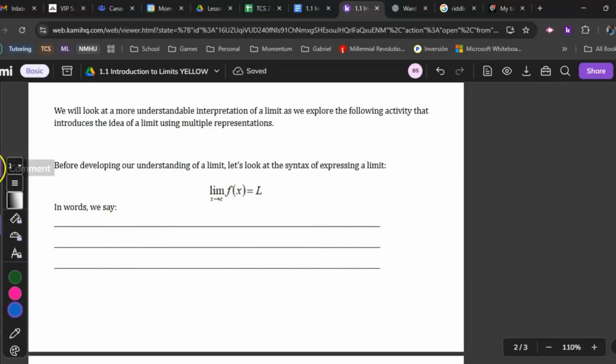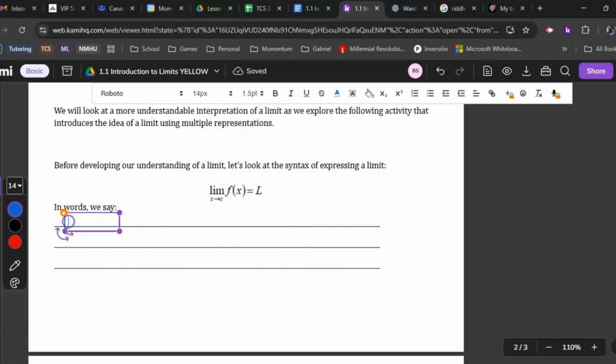What does this say then? How did I just say it? There's two different ways. Do you remember? Do you have it written down from last time? It's the limit of f of x as x approaches c. Good. Is L, right? So basically what that actually means, you guys, is the y value that both sides approach, okay?